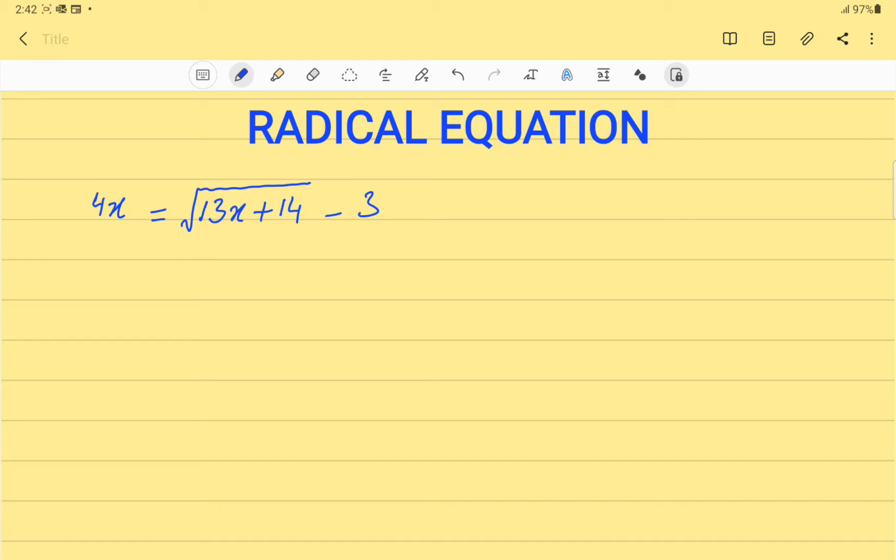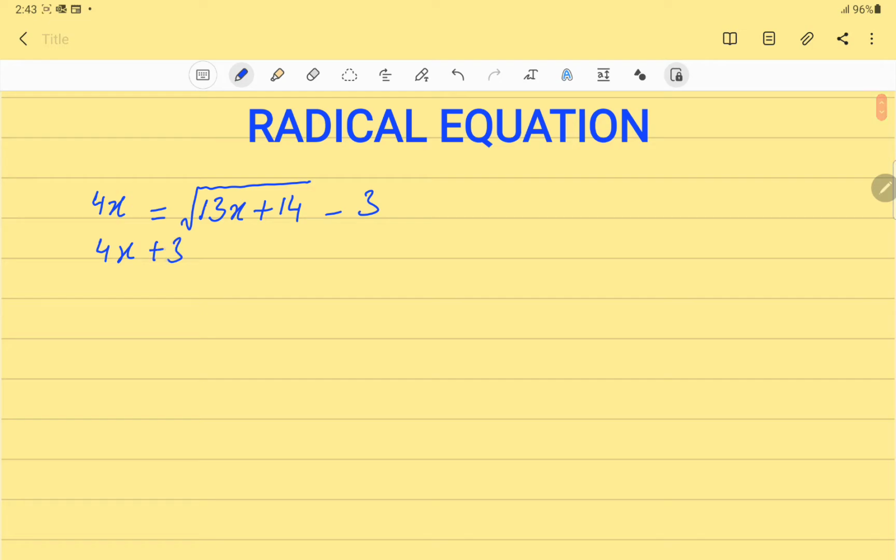When we solve a radical equation, our main aim is to remove the radical sign so that we could convert it into an expression and then solve it. Here we have to take all the terms which are without radical sign on one side of the equation. Like we will do here, we will add 3 on both sides. By adding 3 on both sides, we can see that now our radical sign is only on one side.